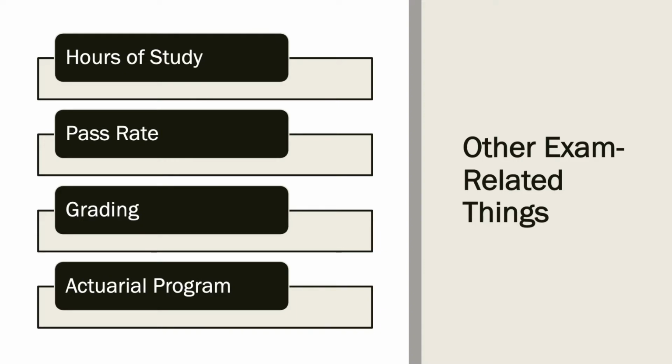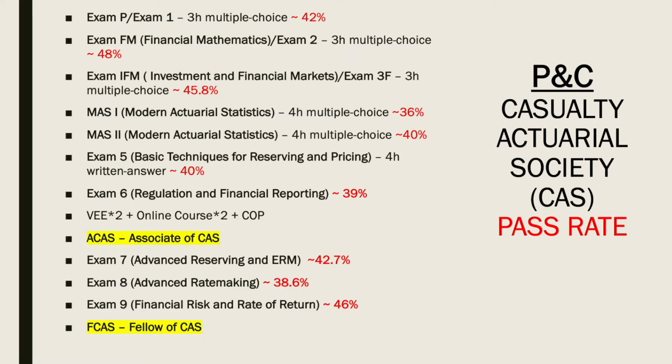Moving on to pass rate. I would say the average pass rate is about 40% for both CAS and SOA exams. I will use CAS exams as an example here. So I've typed out the pass rate of all the exams in red. By the way, I collected this information from Actuarial Lookup, so you can find the link in the description box down below. For preliminary exams, the average pass rate is usually above 40%, and for more advanced exams, the pass rates can be slightly lower. The pass rate also varies a lot from sitting to sitting.